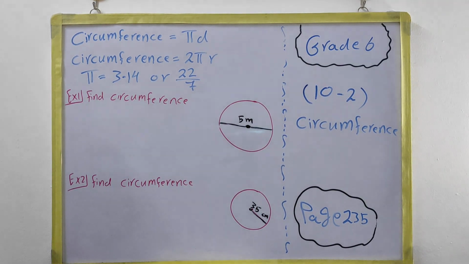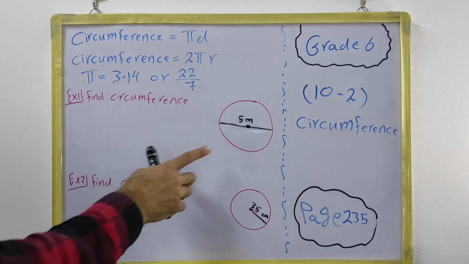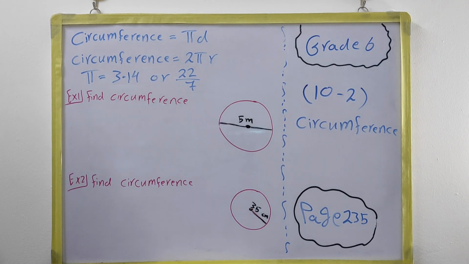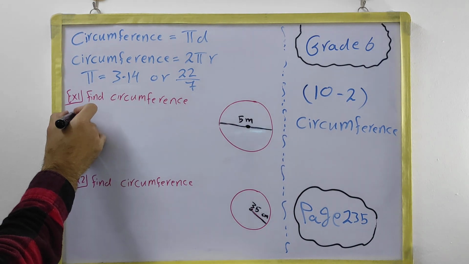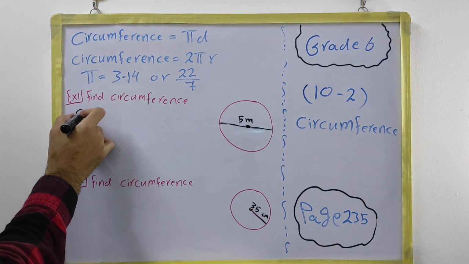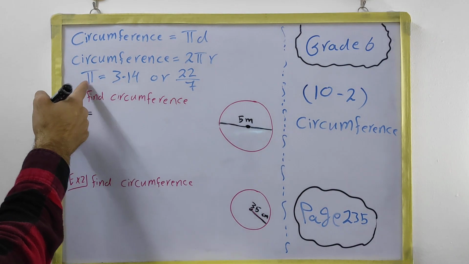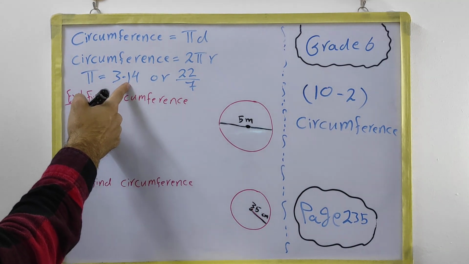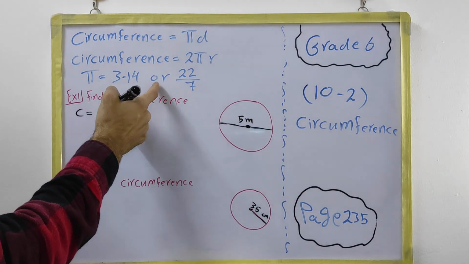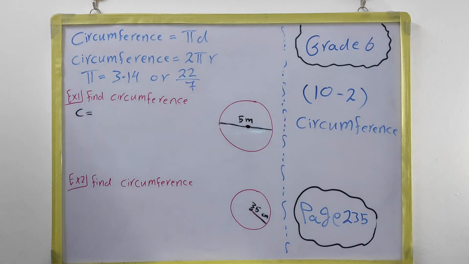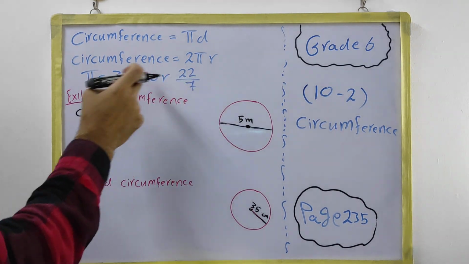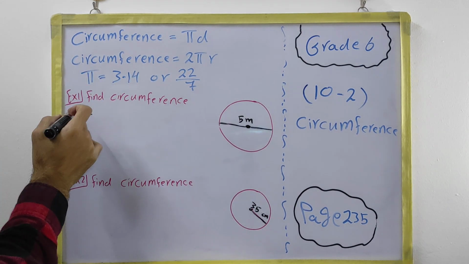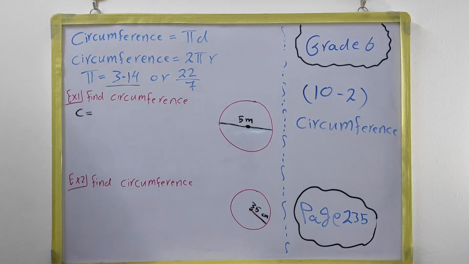So for these two questions, each one asks you to find the circumference. In one of them the diameter is given. So in this case, when diameter is given, we use the first rule, which is pi multiply diameter, and pi is a constant number, always 3.14 in decimal form, or in fraction form 22/7. 22/7 is about 3.14, they are the same, but generally we use the decimal 3.14.